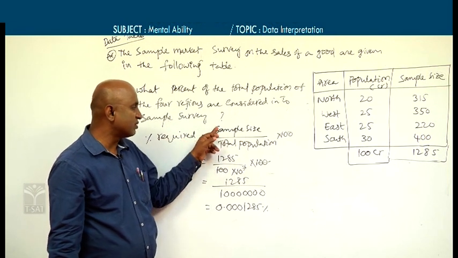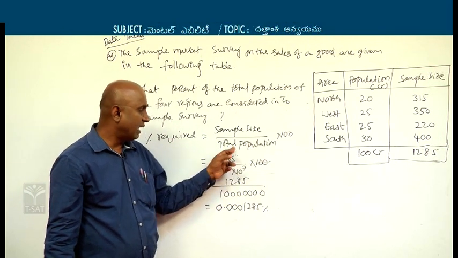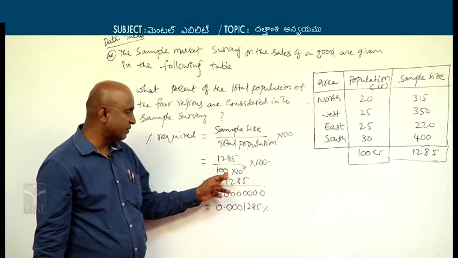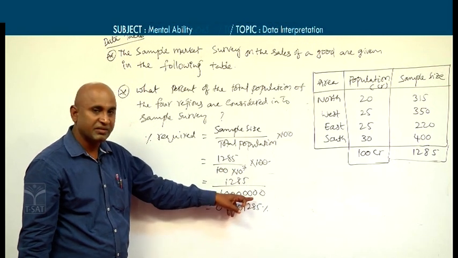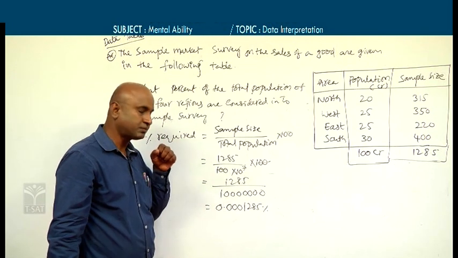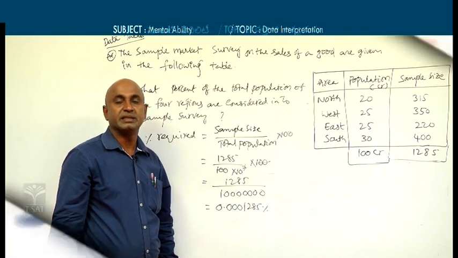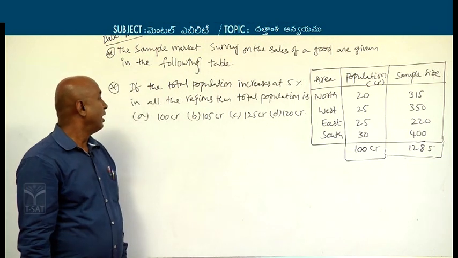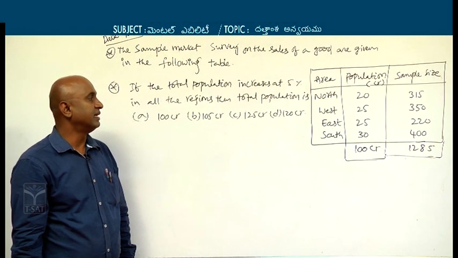So percent required is equal to sample size by total population into 100. Sample size is 1285 and total population is 100 crores into 100. So 100 gets cancelled. 1285 by 10 to the power of 7 means 1 after 7 zeros. Okay? So 7 zeros before 1. That is equal to 0.000128%.